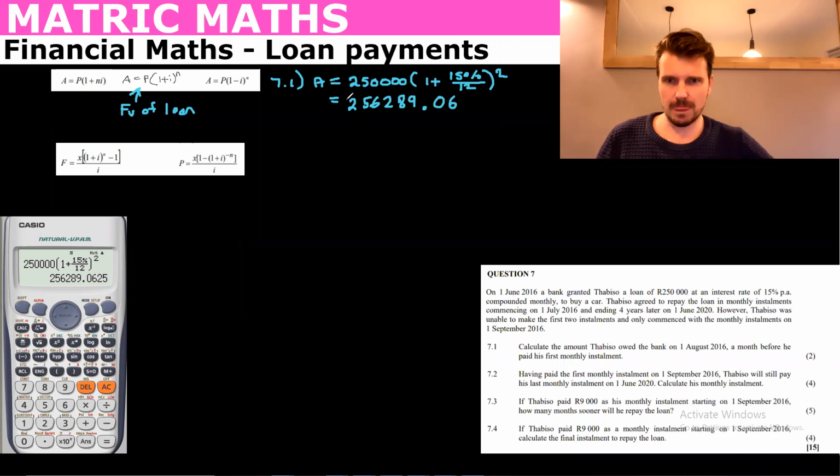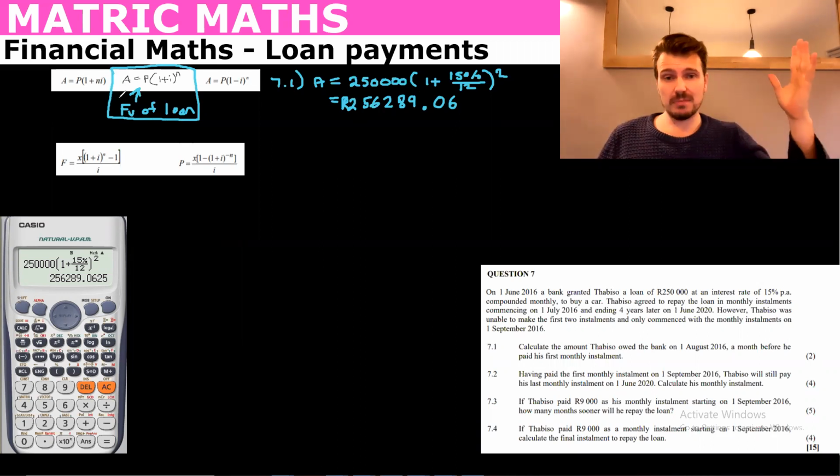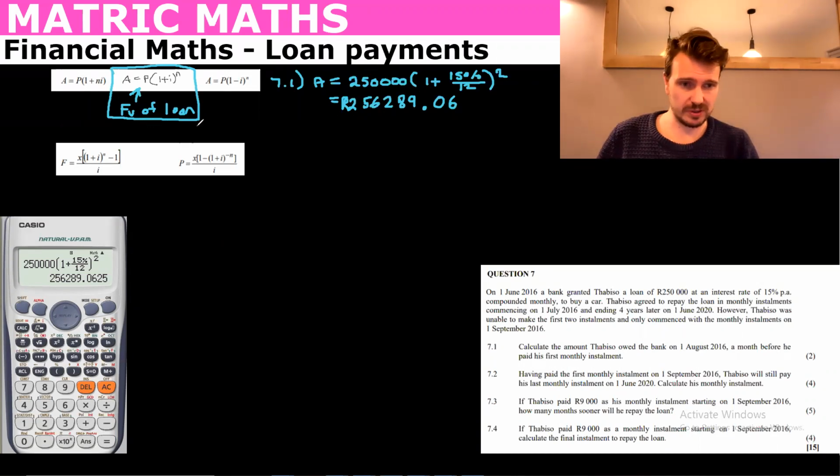2562890.06. Put the rands in there. All right, so we've used the future value formula. So again, if someone said you take out a loan of 250,000, what's it going to be worth in a year's time? If you don't make any payments on that loan, you're going to put in this formula, but instead of 2, you'll put 12 because that's in a year's time.